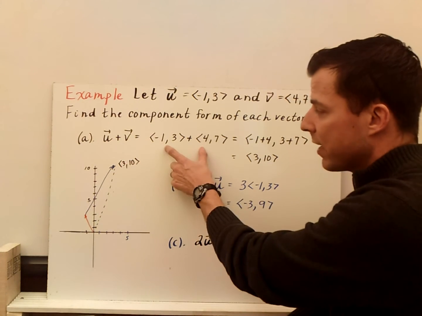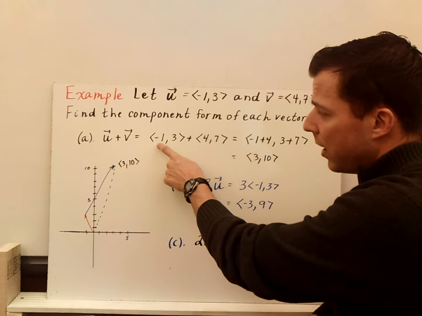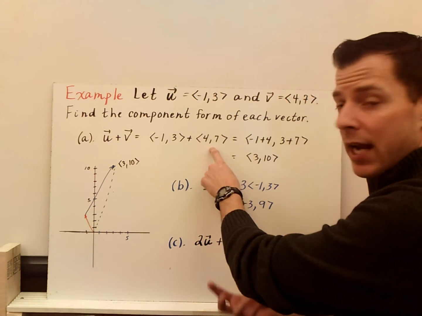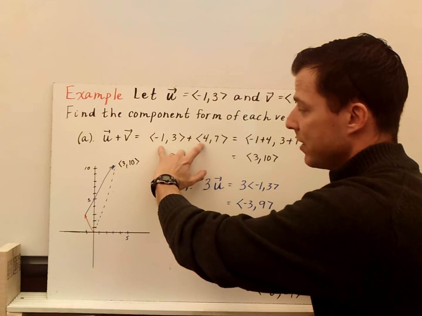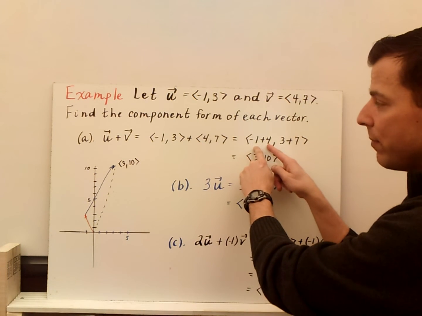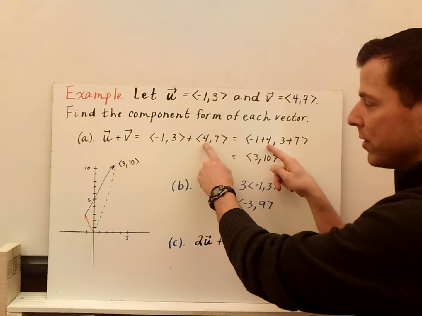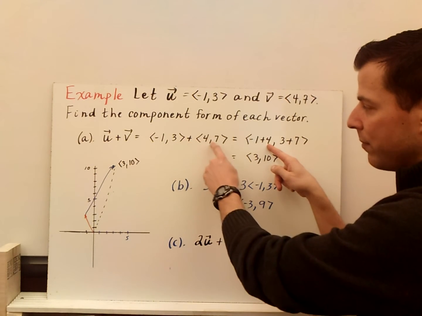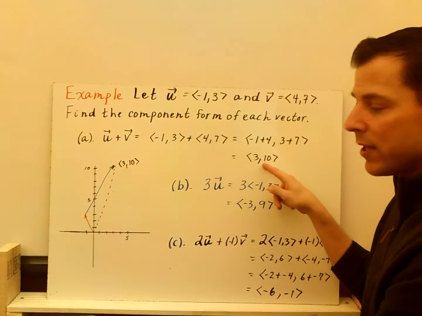So I go ahead and write each vector. There's u, there's v, and I add like pieces together. I think of my x's, my horizontal components, and my vertical components. So here are my horizontal components being added, -1 plus 4, comma, 3 plus 7. Here it is. So it's 3, 10.